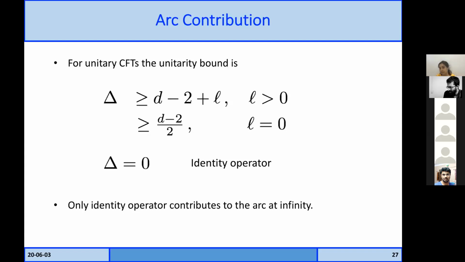So in 2 dimensions there is no gap, right? Exactly. This is a problem with large spin bootstrap also. Yes, exactly. You cannot organize the twist sectors in blocks.